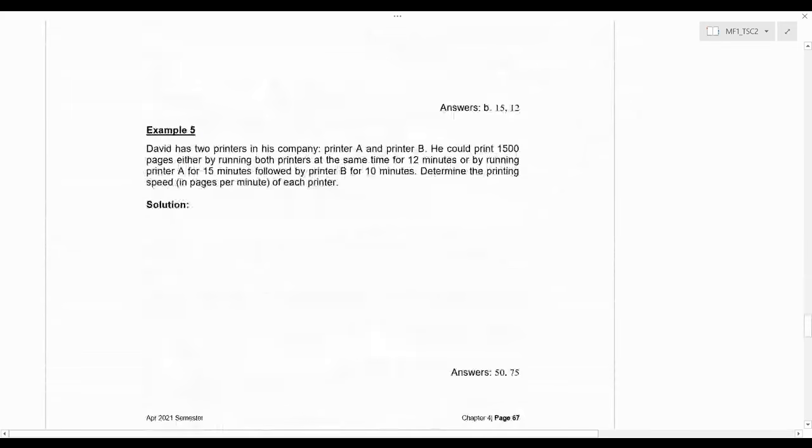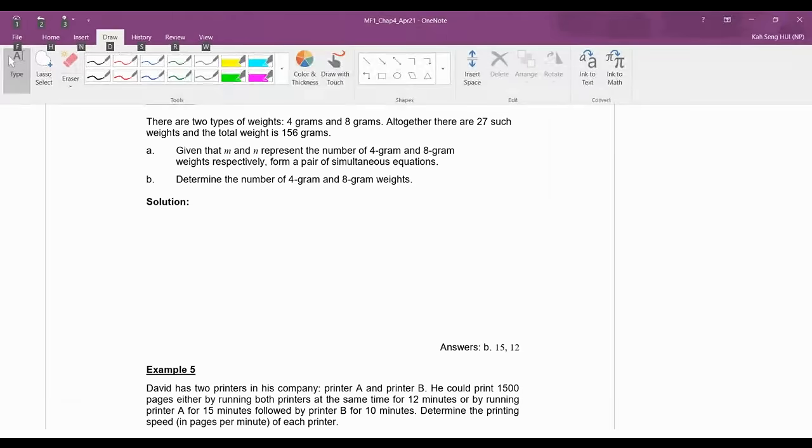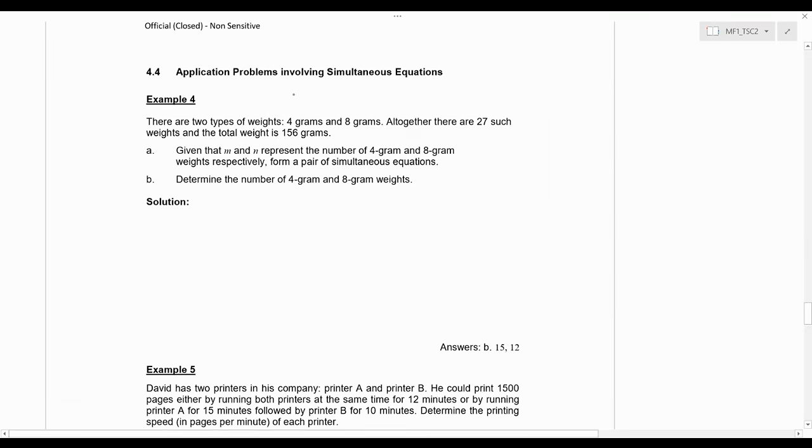And I'll finish up with the application questions. Okay, so just two questions here. Example 4. So example 4 here says there are two types of weights, right? 4 grams and 8 grams, the weight itself. Maybe I can do a little bit of a diagram. So this is a weight. A weight looks like that. And then the 8-gram weight, which is slightly larger.